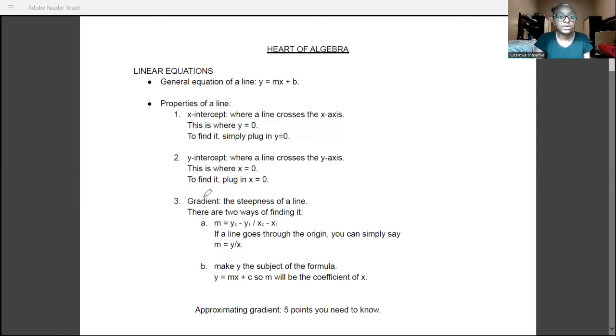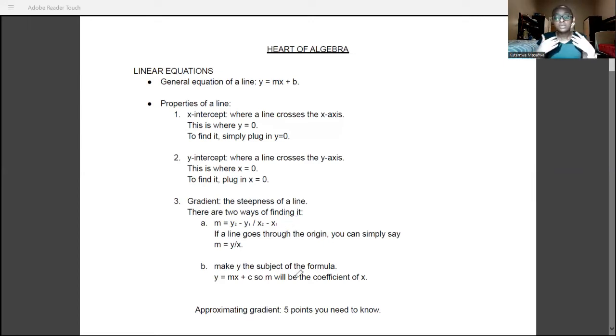Okay, then you have the gradient, which is a very important concept. So the gradient is the steepness of a line, and there are two ways of finding the gradient. So you have the formula y2 minus y1 over x2 minus x1. Obviously this formula only works if you have 2 points on a line, so you have 2 sets of coordinates, then you can use this formula to find your gradient.